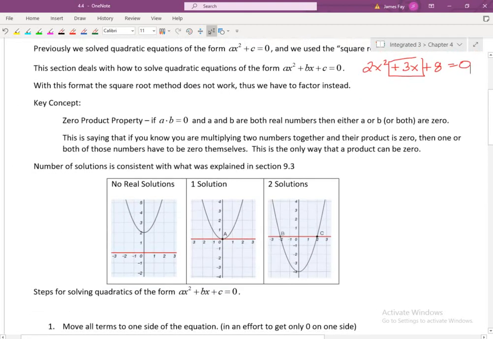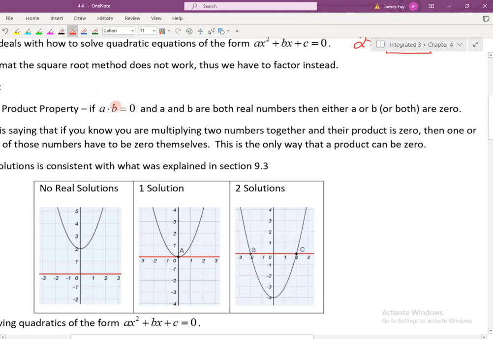It says if a times b is equal to 0, then what does that tell you? Either one or both of those numbers has to be 0. So if I tell you that a times 5 is equal to 0, you automatically know a has to be 0. If I tell you 13 times b is equal to 0, you automatically know b has to be 0, right?